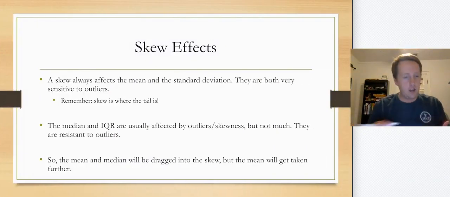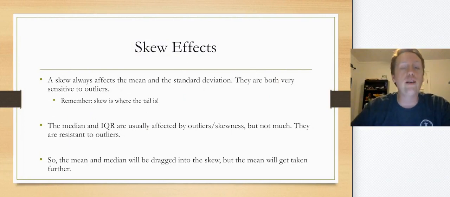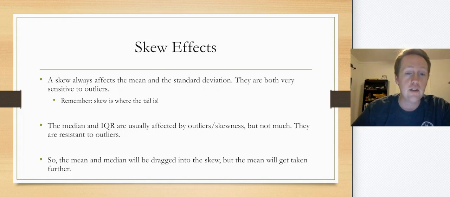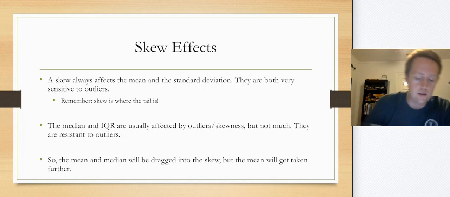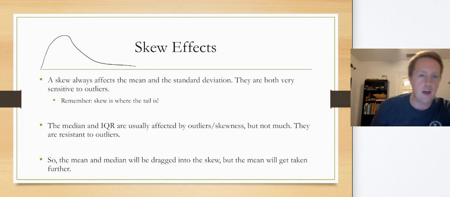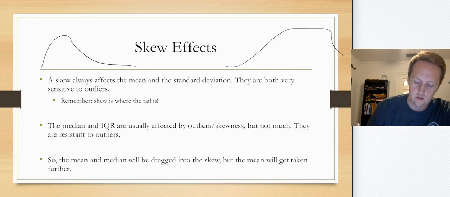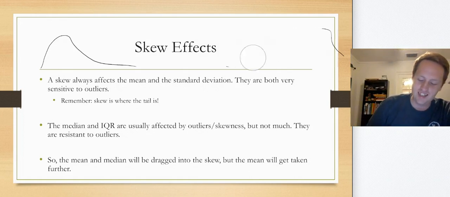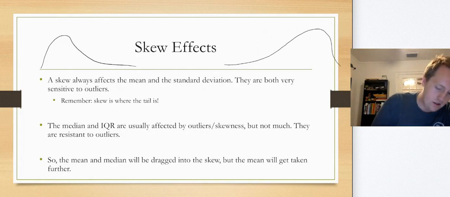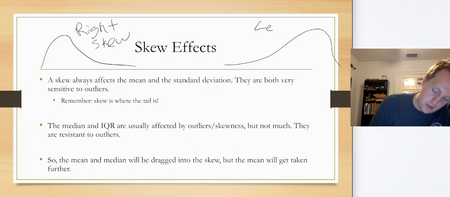Skew effects. So we got a little bit more notes. Remember, a skew always affects the mean and standard deviation. They're both super sensitive to outliers. Now I got a note there in case you forgot. Skewed right, tails to the right. Skewed left, the tail's on the left. Now it was really confusing that I drew them on the opposite sides of their names, right? Oh well.